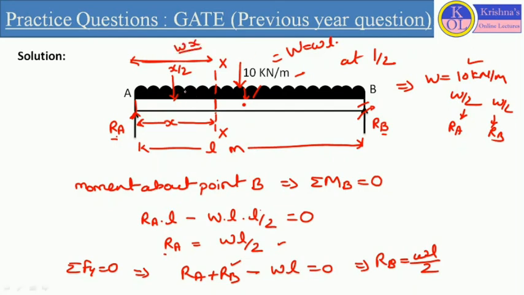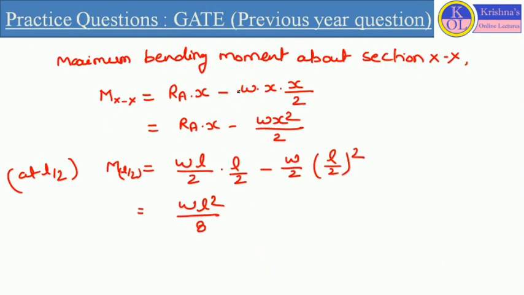So the load is Wx and it is concentrated at the mid length, so the distance will be x by 2. So that complete term will be Wx into x by 2. Here we will write it with a minus sign because it is acting vertically downward, so it will be minus Wx into x by 2. So this is the simplification of the equation.